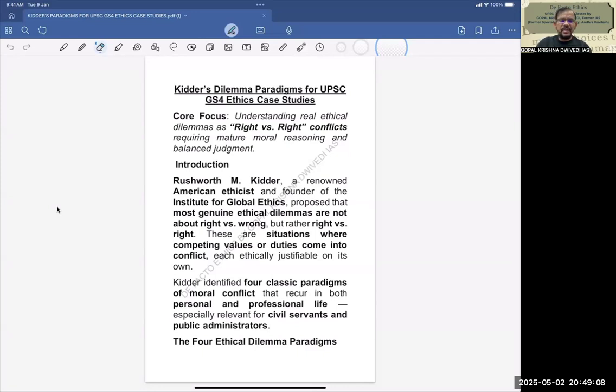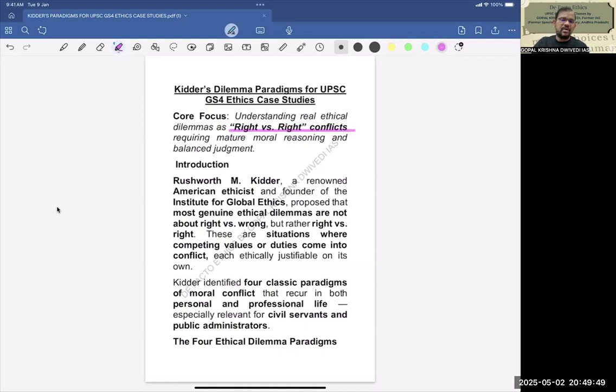Kidder was one of the important American ethicists. He has basically given dilemma paradigms stating that most genuine ethical dilemmas are not about right versus wrong, rather they are right versus right. So this is what he has told in his basic theory, and the core focus of his whole theory is that real ethical dilemmas are right versus right conflicts and not right versus wrong.